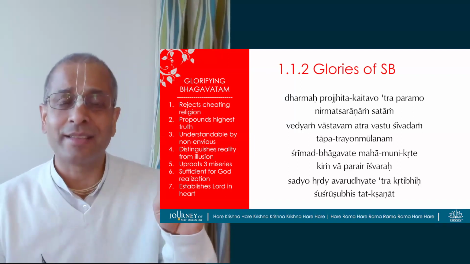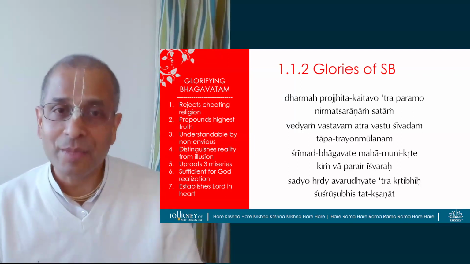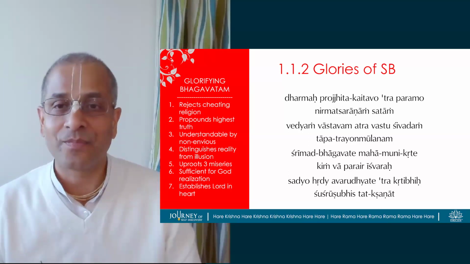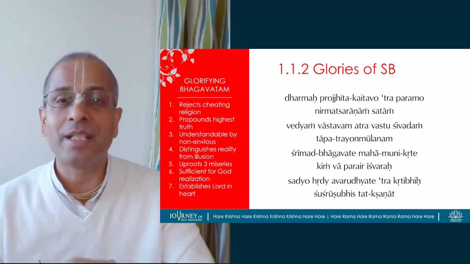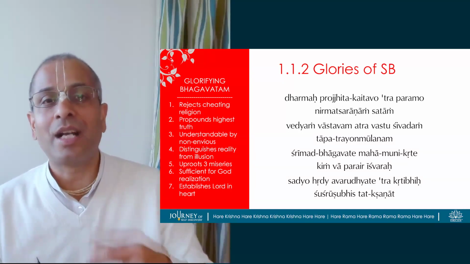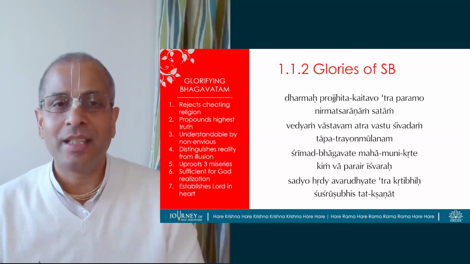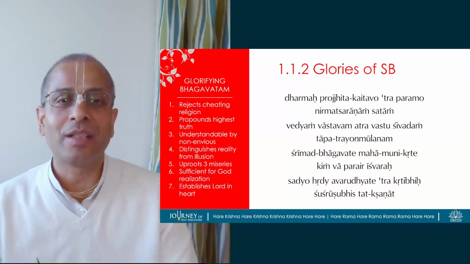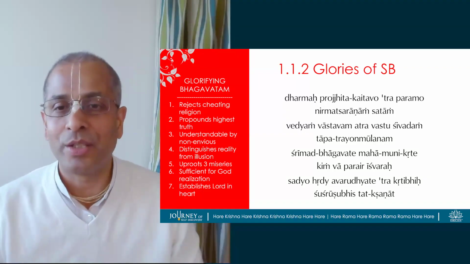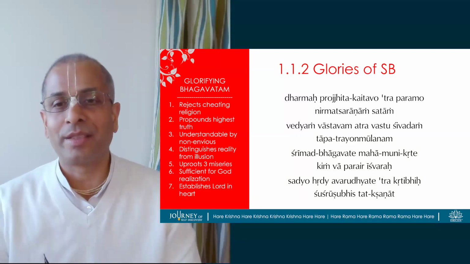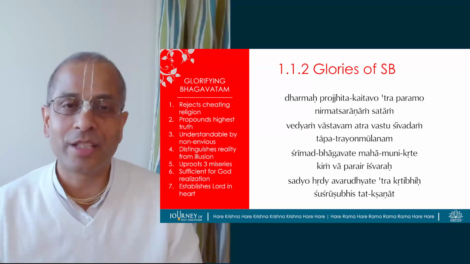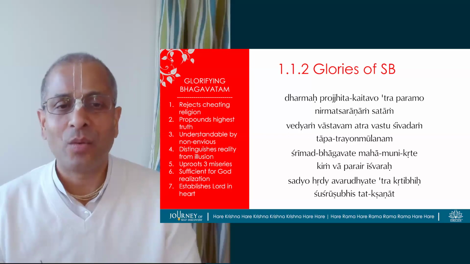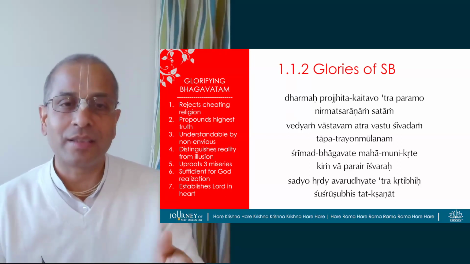So 4 times it says that all of this is available in Srimad Bhagavatam. Srimad Bhagavatam rejects the cheating religion. It gives the highest truth. It is understandable by non-envious people. Srimad Bhagavatam distinguishes reality from illusion. Srimad Bhagavatam uproots the 3 miseries. It is sufficient for God realization. It establishes the Lord in the heart. Why so much emphasis? 4 times: atra, atra, atra and Srimad Bhagavatam.